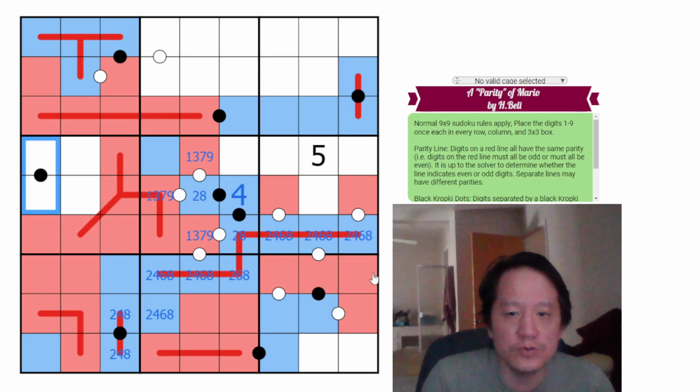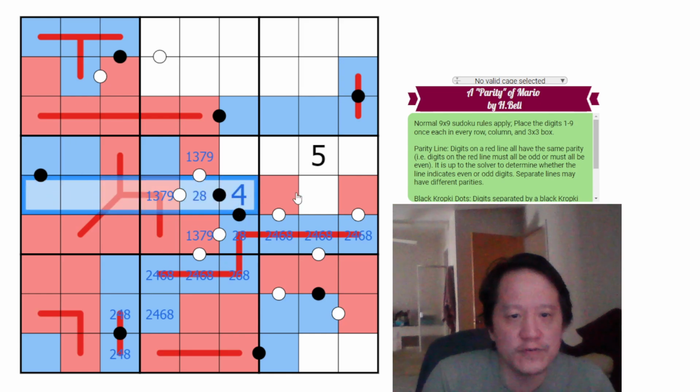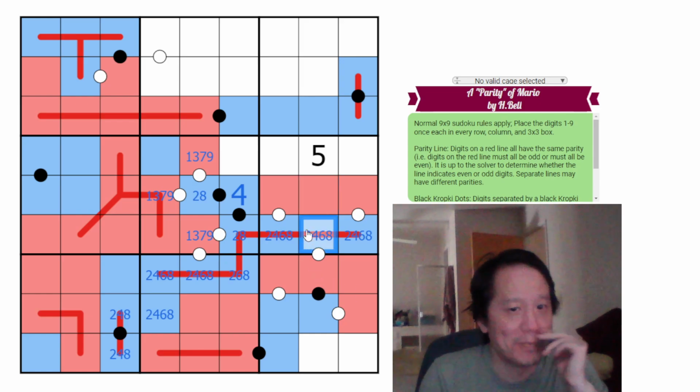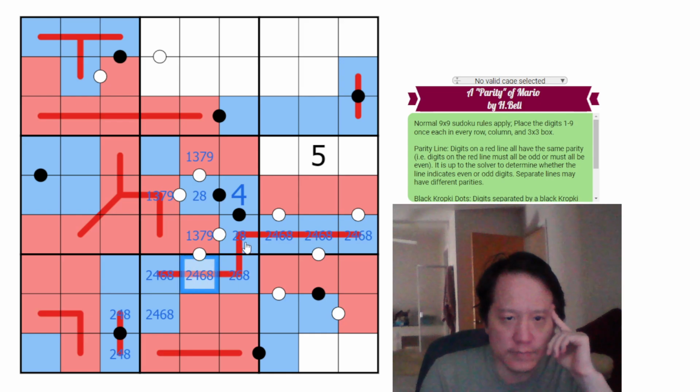So now we have 2 evens here. This is also 2 evens. So we have 4 evens in row 5, so this is odd. We have 4 evens in box 5, so this is odd. We have 5 odds in column 5, so these two are even.